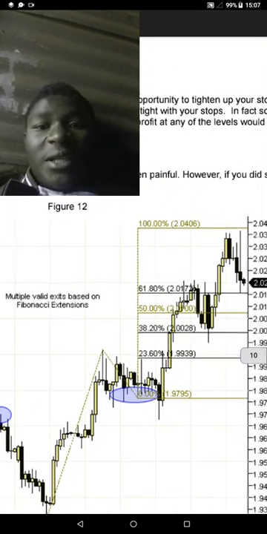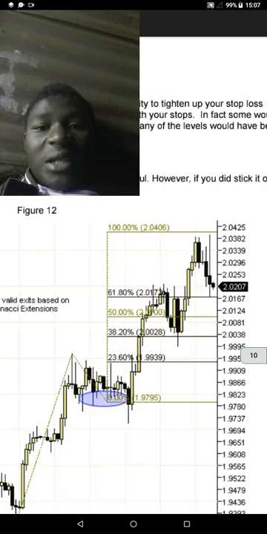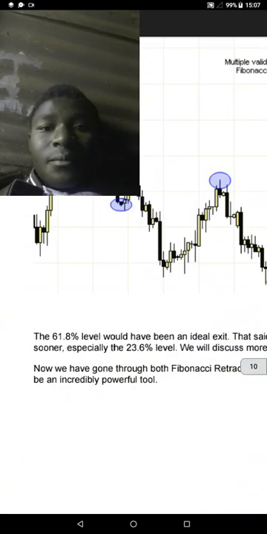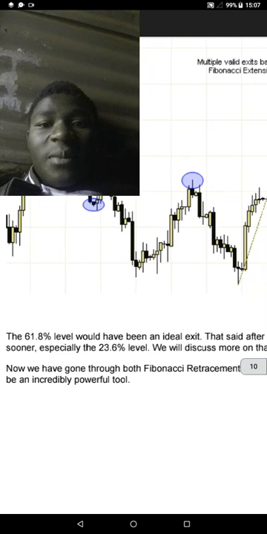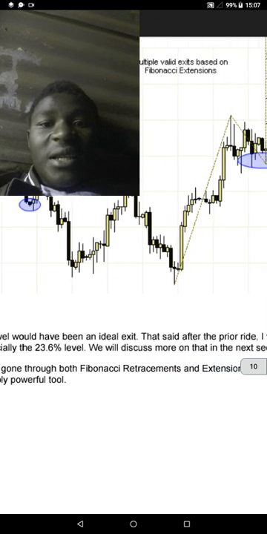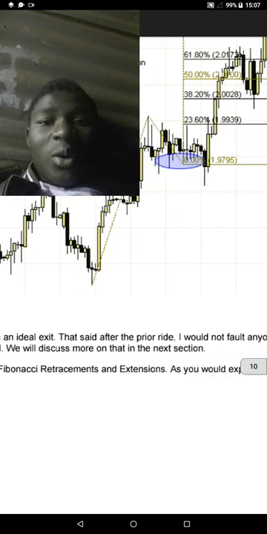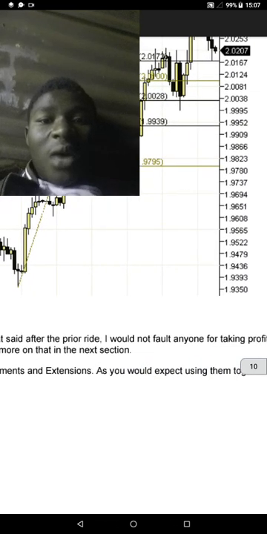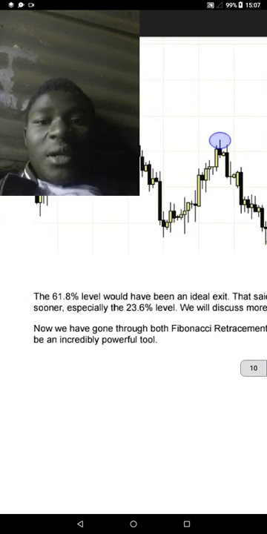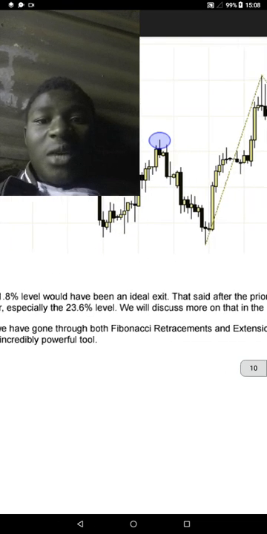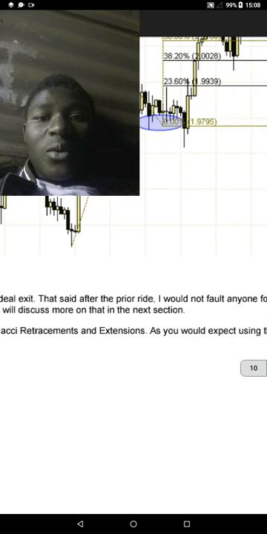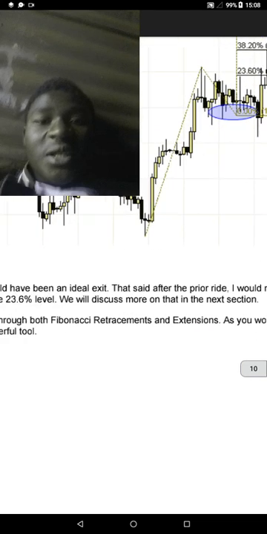Multiple valued exit based on a Fibonacci extract. As you can see, guys. Let's proceed. The 61.8% level would have been an ideal exit. That said, I will not fault anyone for taking a profit sooner, especially at the 23.6% level. We will discuss more on that in the next section, guys.